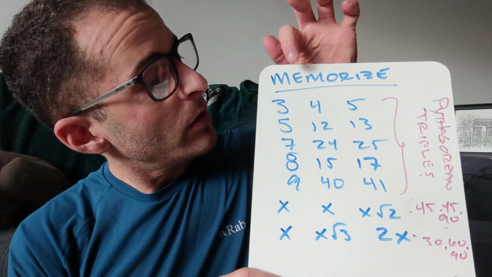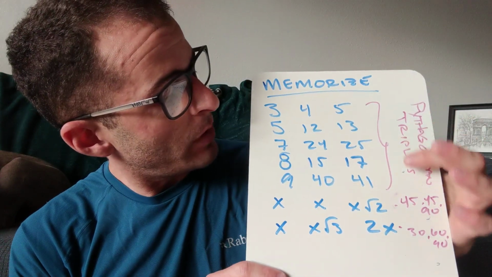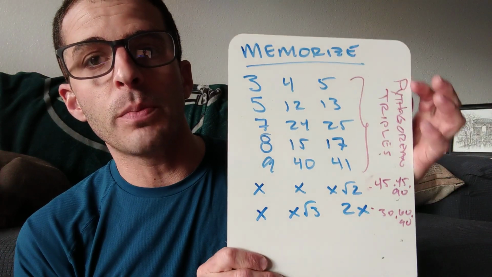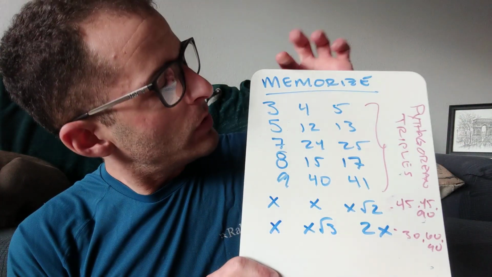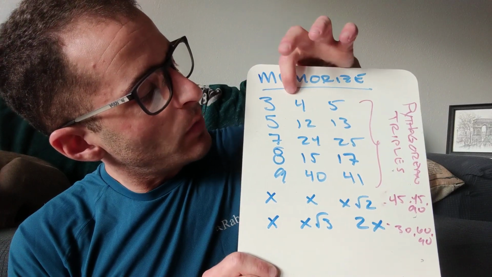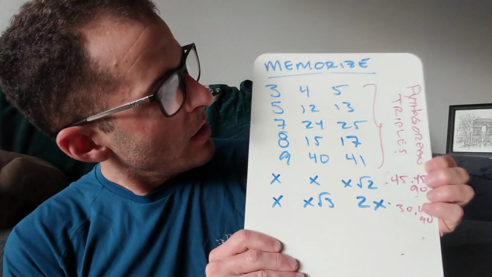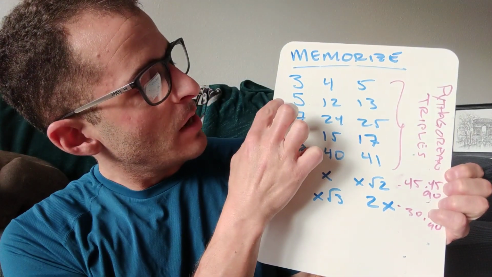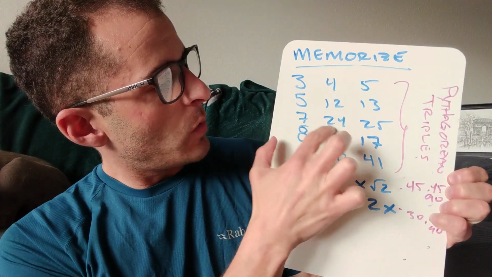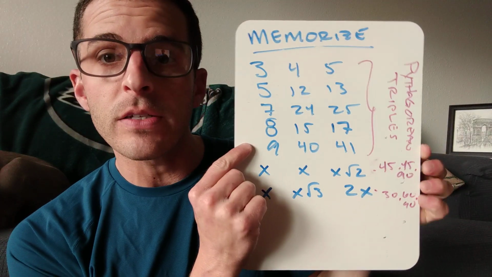So what you're going to do is say out loud 3, 4, 5, 5, 12, 13, 7, 24, 25, 8, 15, 17, 9, 40, 41. These are your Pythagorean triples. If you see a right triangle and there are two legs, one leg is 3, one leg is 4, then the hypotenuse has to be a length of 5. If you see a combination of two legs, 5, 12, the hypotenuse is 13. If you see 7, 24 for the legs, then the hypotenuse is 25, and so on down the list.